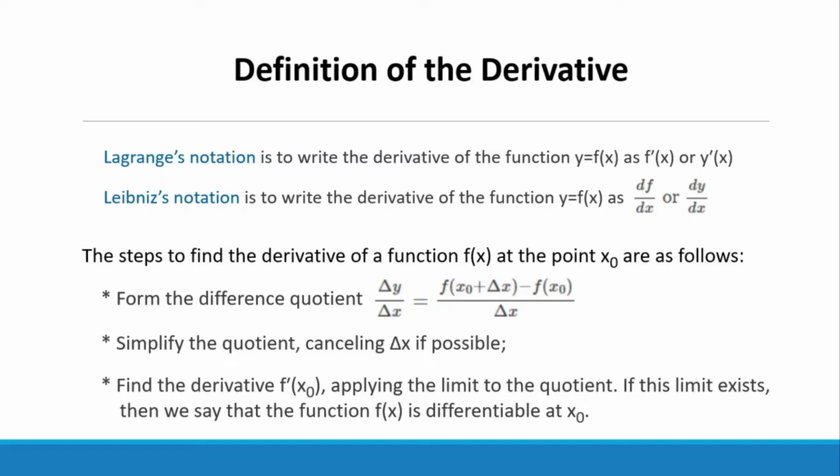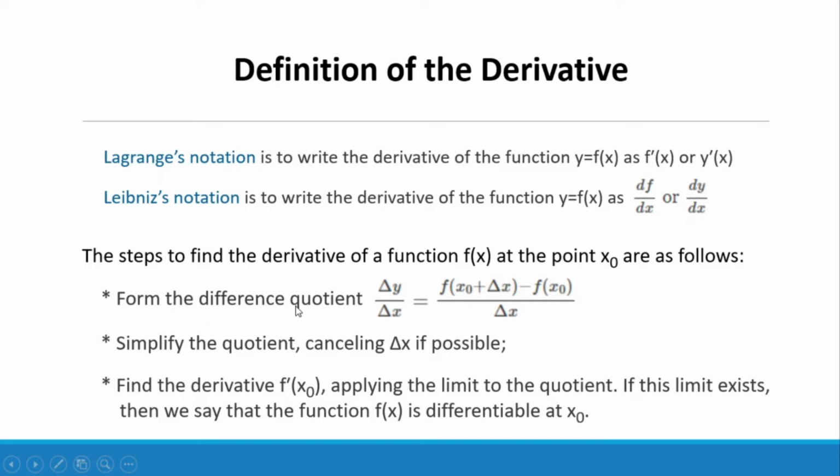And for Lagrange notation, the derivative of the function y equals f of x is equal to f prime of x or y prime. Leibniz notation is the derivative of the function y equals f of x is equal to dy over dx. And here are the steps to find the derivative of a function f of x at the point x sub 0.